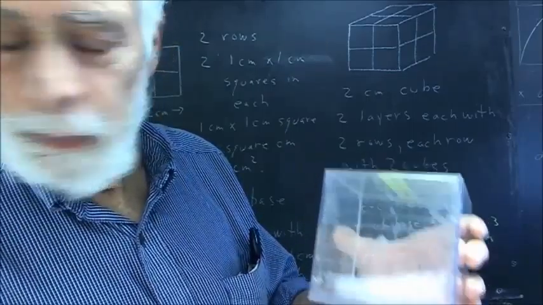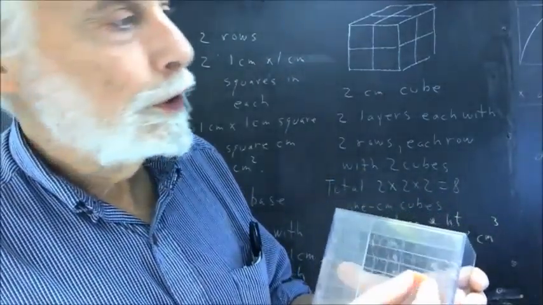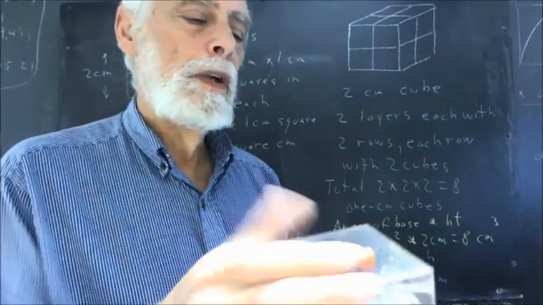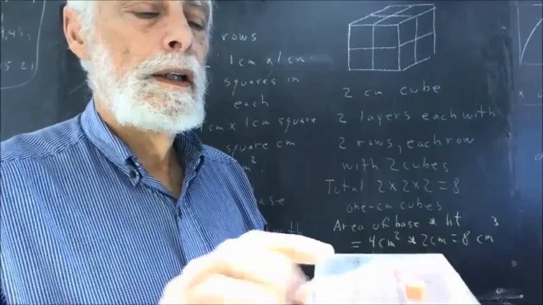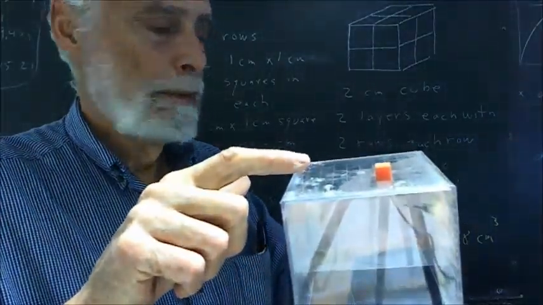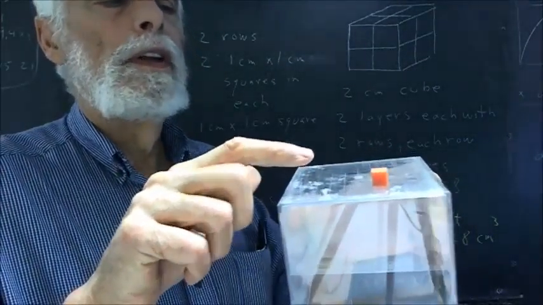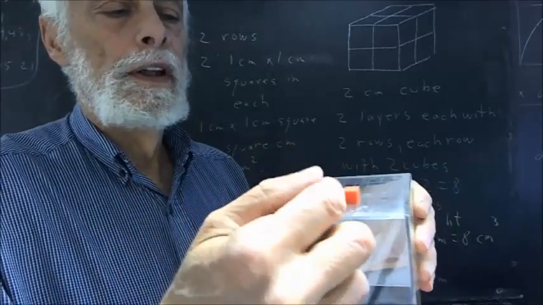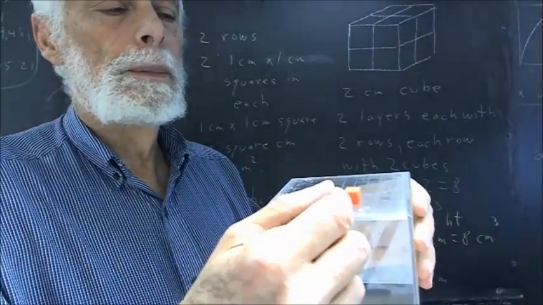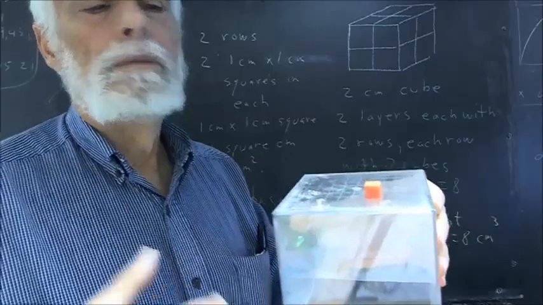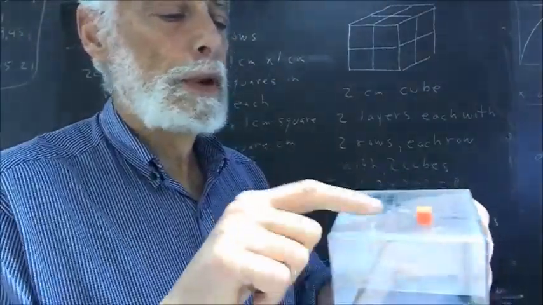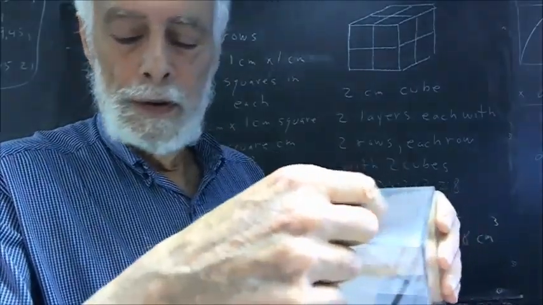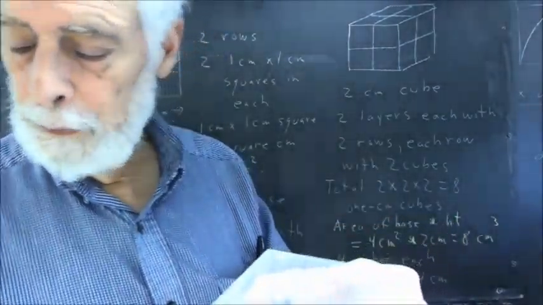So when we put a 1 centimeter cube on top of a 1 centimeter square, it has a height of 1 centimeter. So the volume of this thing is the area of the 1 centimeter square multiplied by the height. 1 centimeter squared multiplied by 1 centimeter gives us 1 centimeter cubed, and there's the volume of that cube.